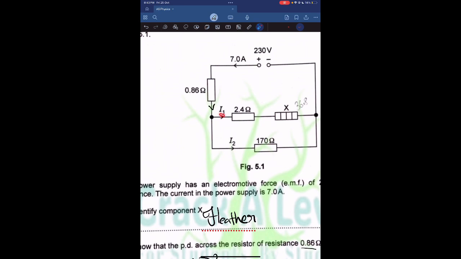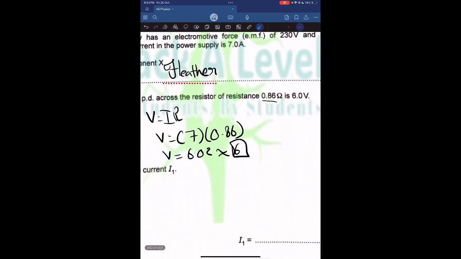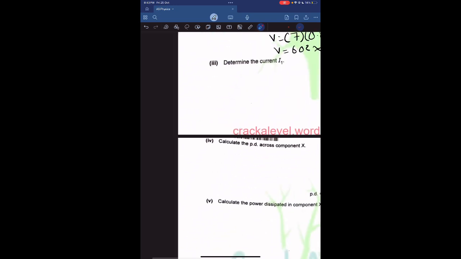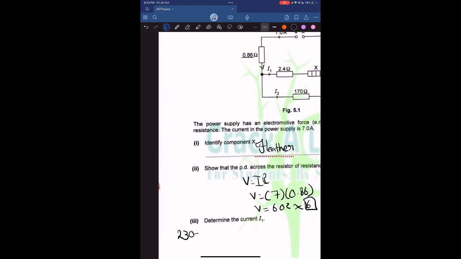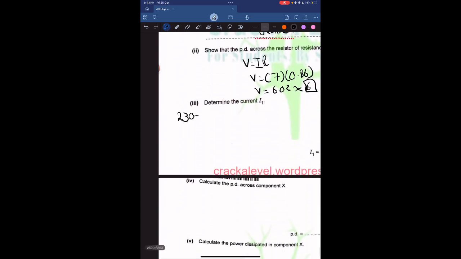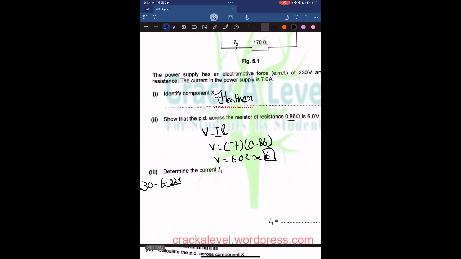So it will not be 230. If you do that, you don't get marks. This will actually be 230 minus the voltage that we use here, which is 6 volts. Do show this in your working. So it will be 230 minus the voltage that has been used across the resistor of 0.86. So you'll get 224.